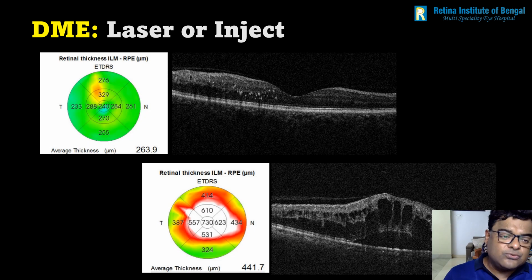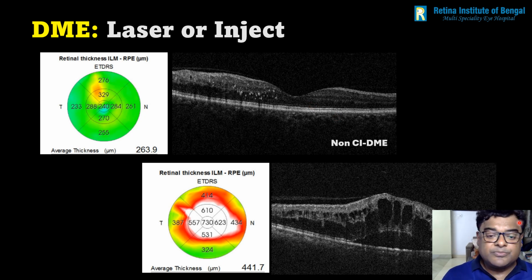So if we have two diabetic macular edema patients like this, and you can see their macular maps and the B scan, and if we have to decide which one do we inject, and do we inject in both cases, or what do we do? The entire decision is based on OCT, because the image on the top is of a non-center involving DME. If you see the central foveal grid, the central foveal zone is unaffected by the edema. So here laser is the gold standard.